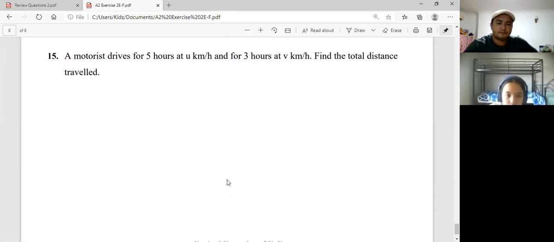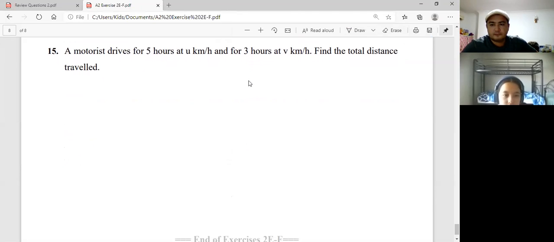15. A motorist drives for 5 hours at u kilometers per hour and 3 hours at v kilometers per hour. Find the total distance traveled.